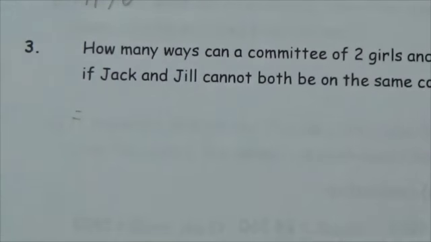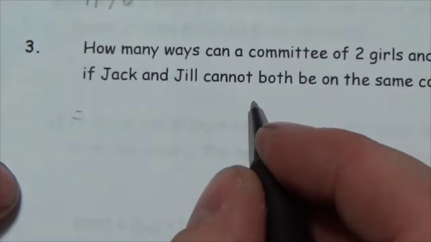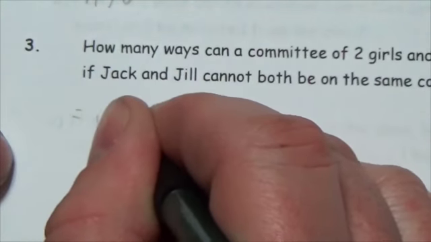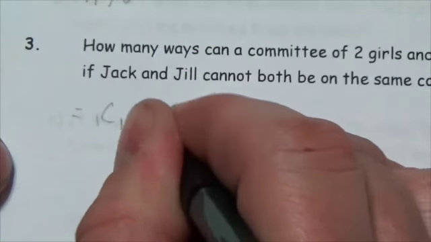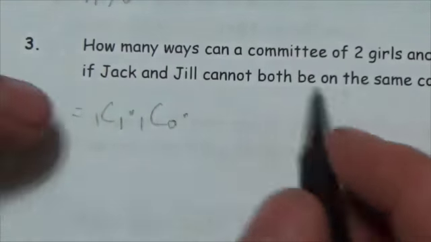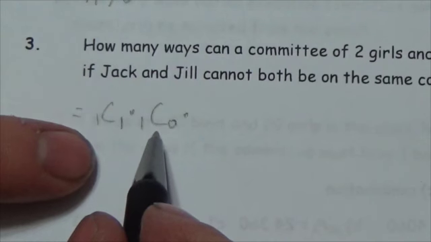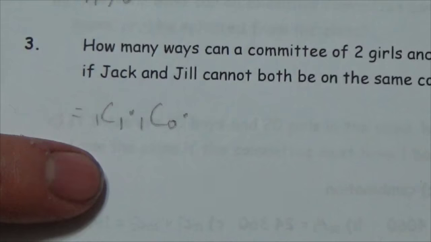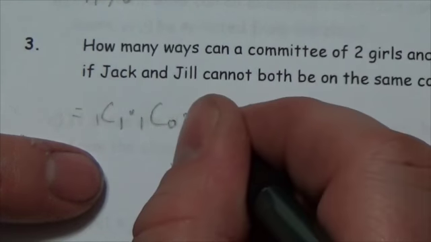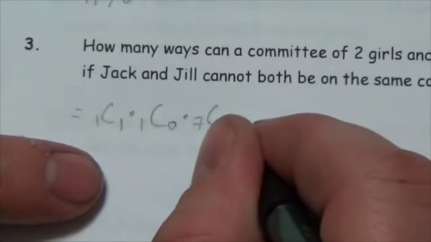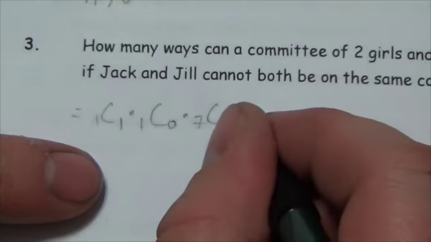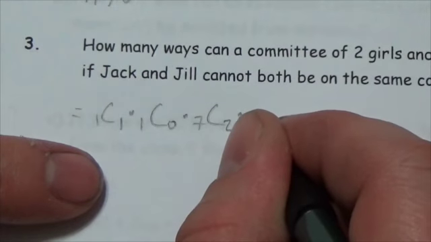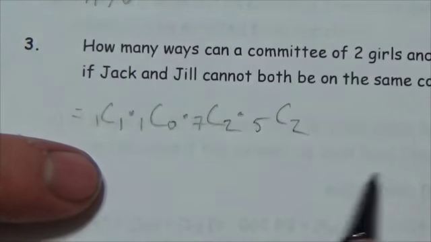First of all, you could have one of them on the committee. Let's say, for example, that we had Jack on the committee, but not Jill. Now, that means we've still got 2 other boys to pick. There are still 7 boys to choose from, and we have to pick 2 of those boys. And we've still got 5 girls to choose from, and we need to choose 2 girls here.